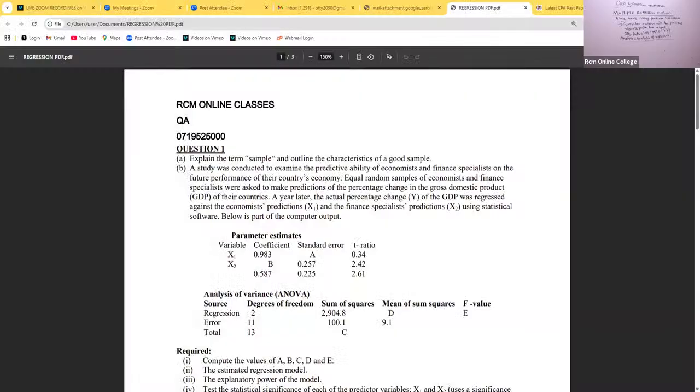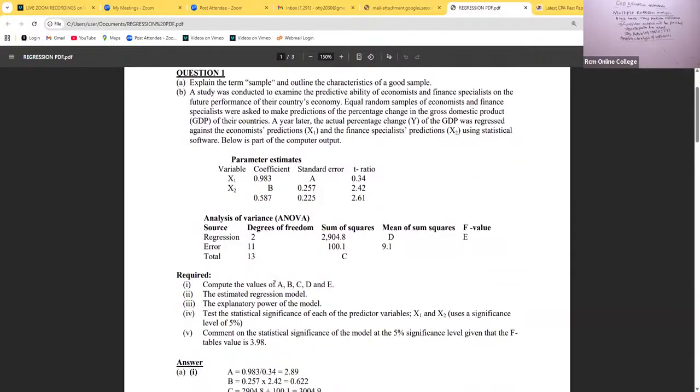So then this is how your exam, Advanced MA, will look like. This is quite an old question. It was a quantitative analysis question, but very relevant to you. So forget about part A. For part B, they want us to compute the values of A, B, C, D, and E. Then number 2, they want us to give them the estimated regression model.